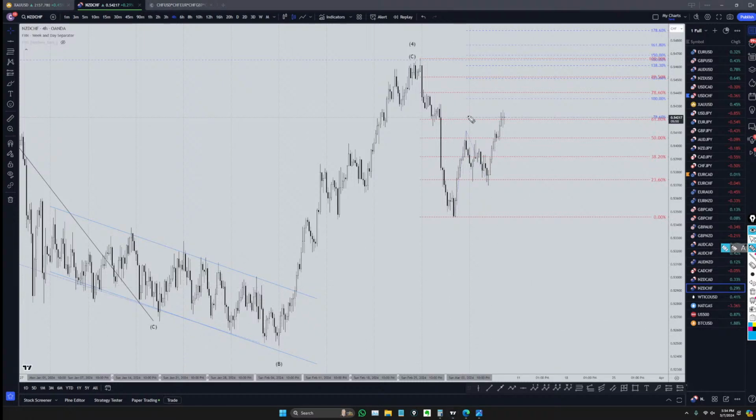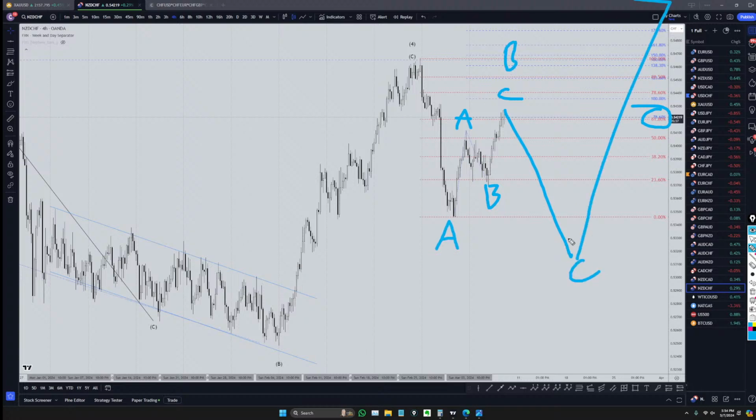Like I said, I don't even trade this pair, but I do hope for your sake that it is an ABC. Boy, it's definitely respecting the 61% so far. It definitely does look like it should go down. I mean, it does look like it should do that.